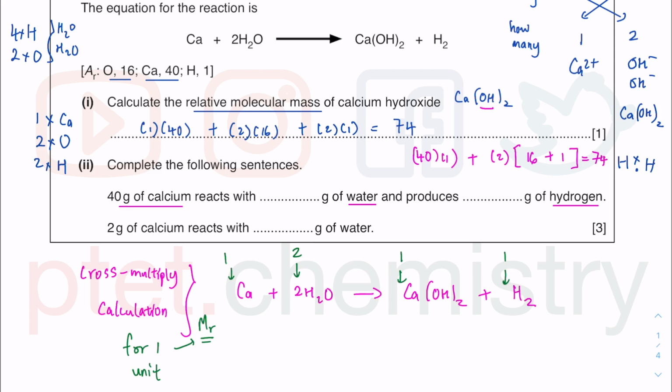For example, for calcium, it's just 40 because there's only 1 calcium there. So for water, if we are looking at MR, we are looking at just this, because MR is for 1 formula unit. So if you do the calculation, you get 2 times 1 plus 16 times 1, which is 18. And for the calcium hydroxide, we already did the maths, so that's just 74. And for hydrogen, it's 1 times 2, or basically 1 plus 1 gives you 2.